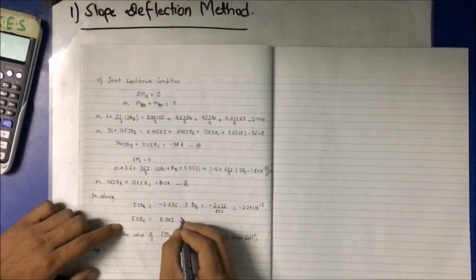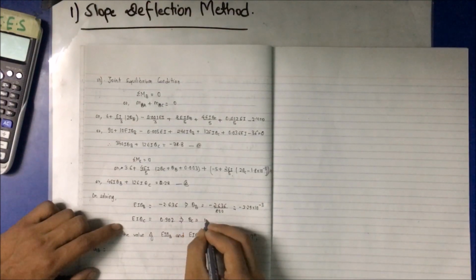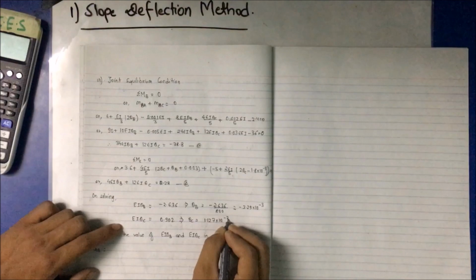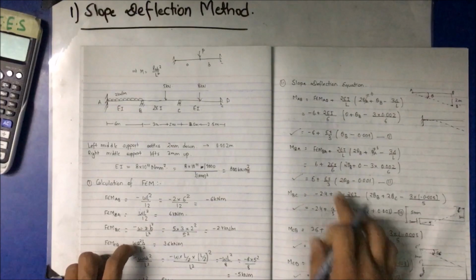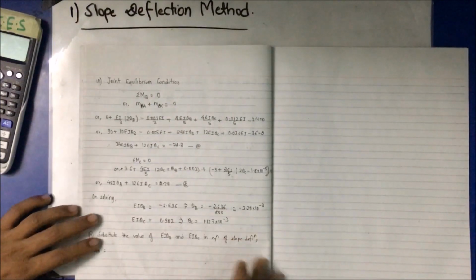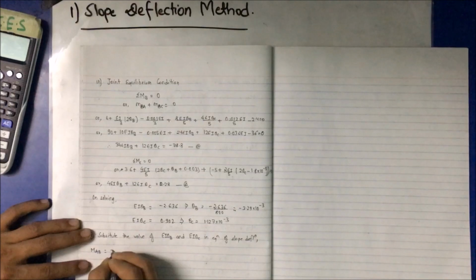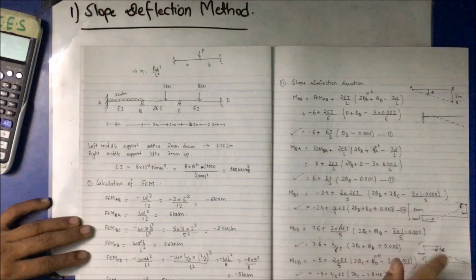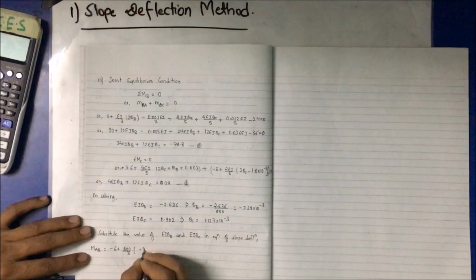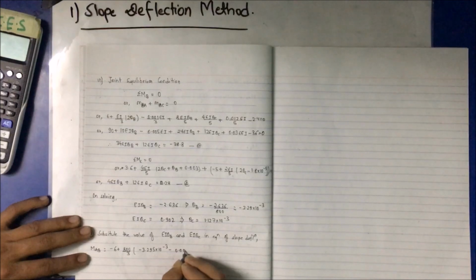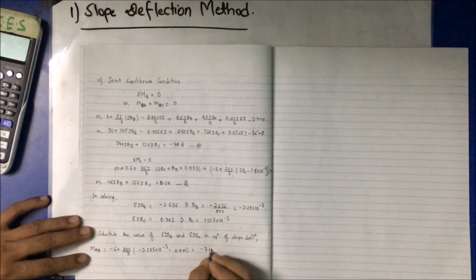And similarly here, theta c is equal to 1.127 into 10 to the power minus 3. Now substitute the value of theta b and theta c respectively in the equation, then we get the value of MAB. So MAB is equal to minus 6 plus 800 by 3, that is the value of EI in this case, EI into 3. The value of theta b is minus 3.295 into 10 to the power minus 3 minus 0.001, so it becomes minus 7.145 kilonewton meter.